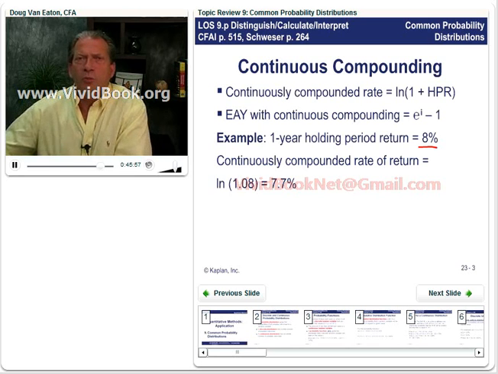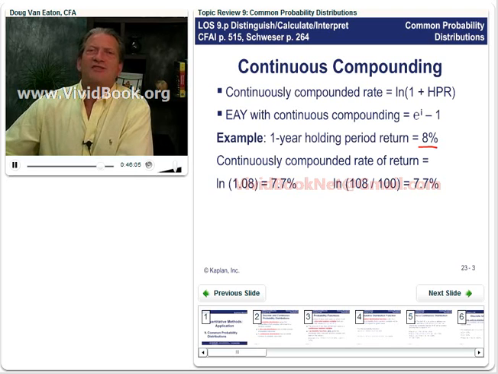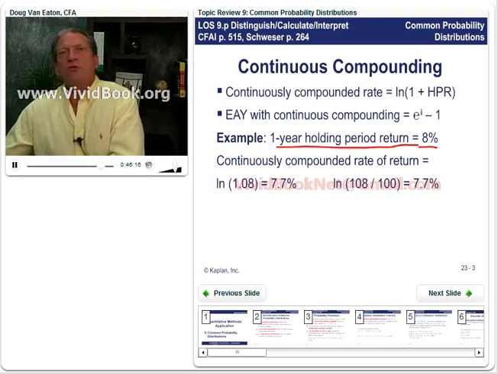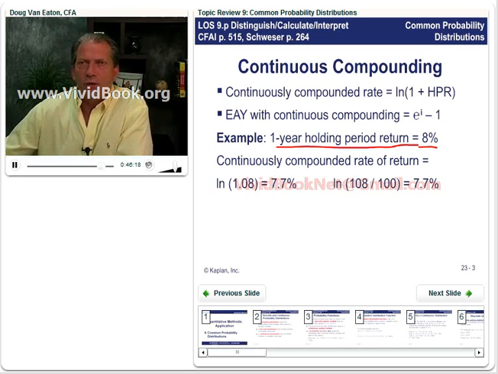Oh, I've told you backwards. I'm sorry, we're starting with a 1-year holding period return of 8%. So the question is, what is the stated rate that with continuous compounding would result in an effective annual yield of 8%. So I think we'll do it the other way next.